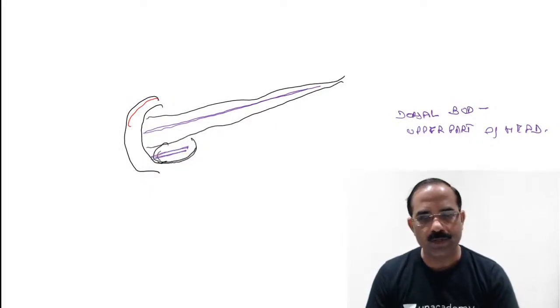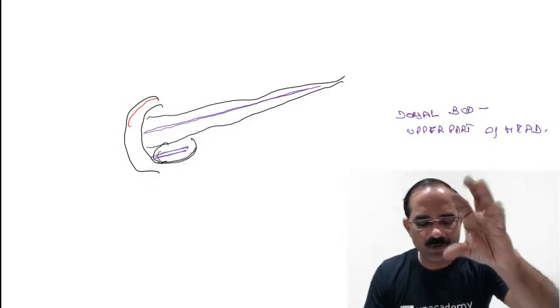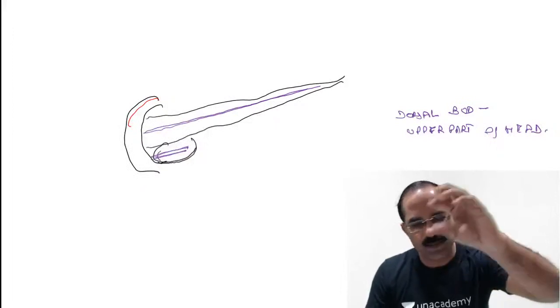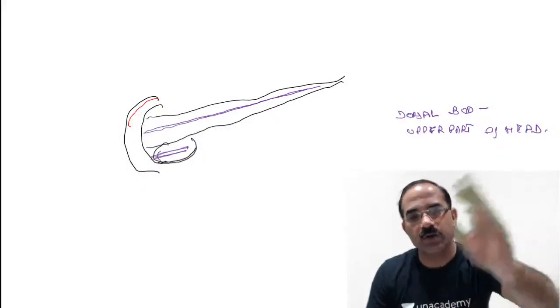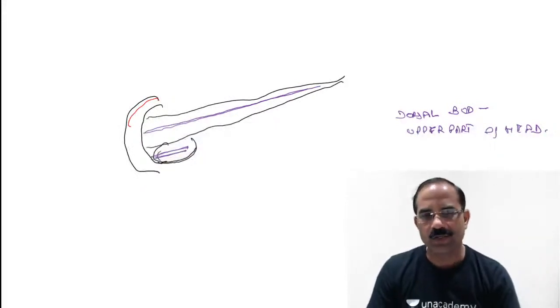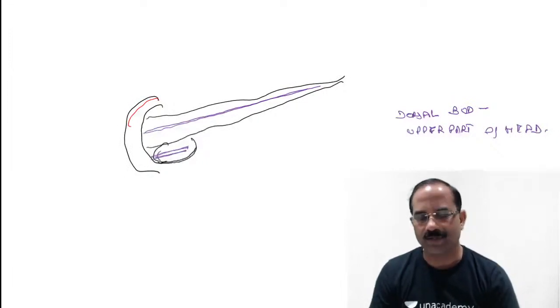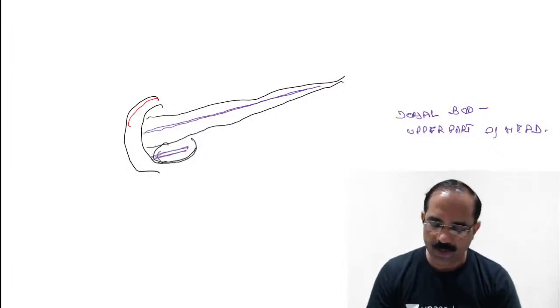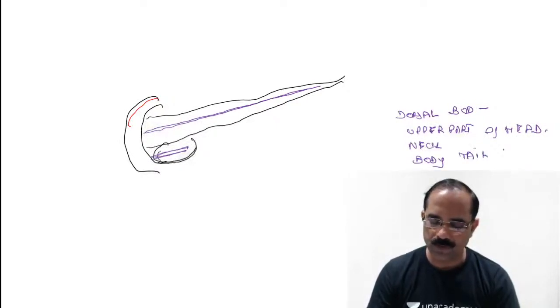Everything is foregut. Spleen actually is a collection of lymphoid follicles, a collection of lymphoid tissue that develops in the dorsal mesogastrium, but it is said to be derived from foregut. Upper part of the head, neck, body, and tail of the pancreas is derived from dorsal bud.